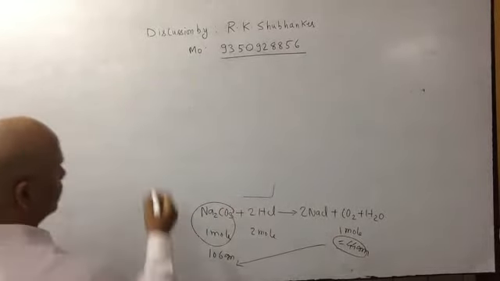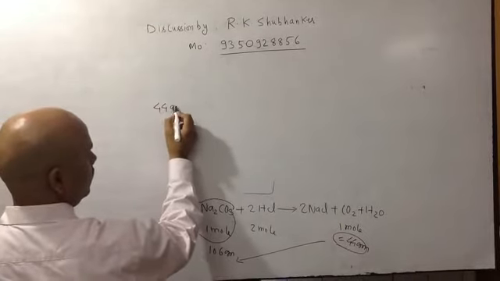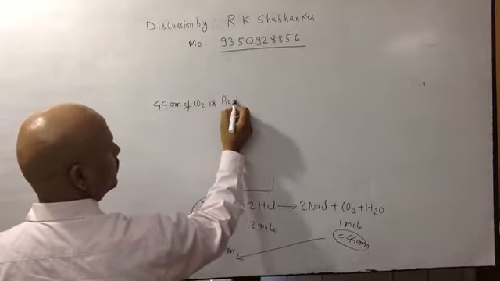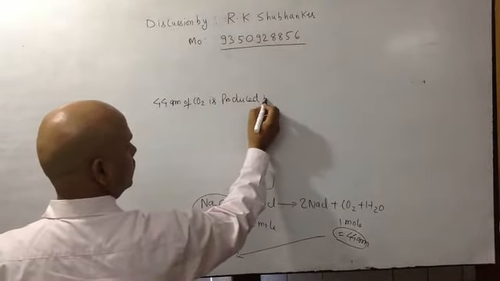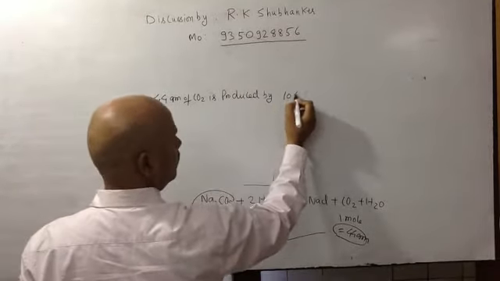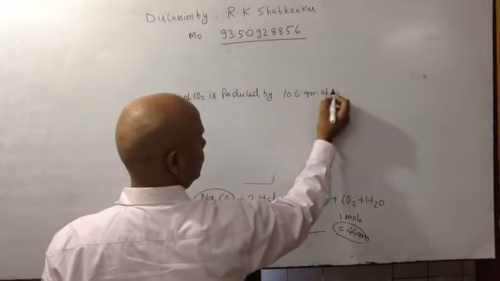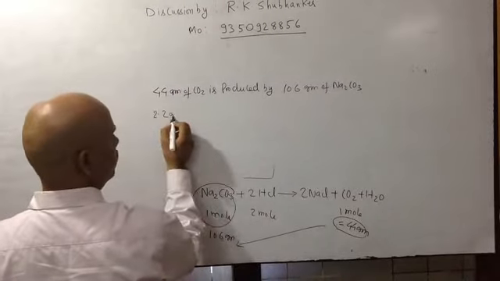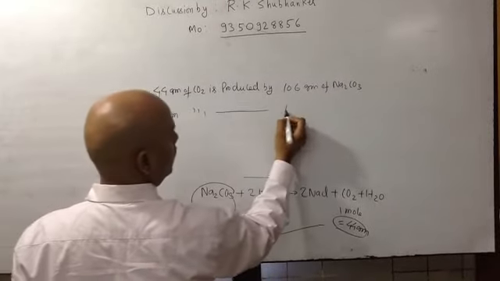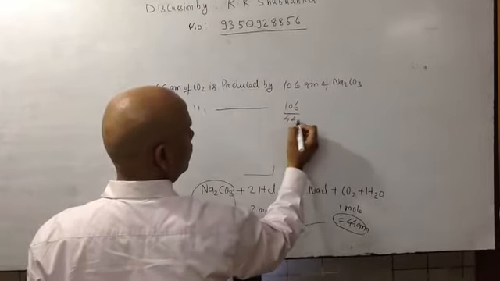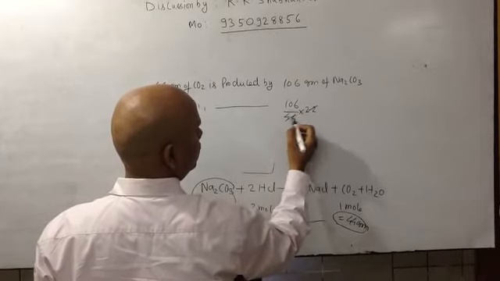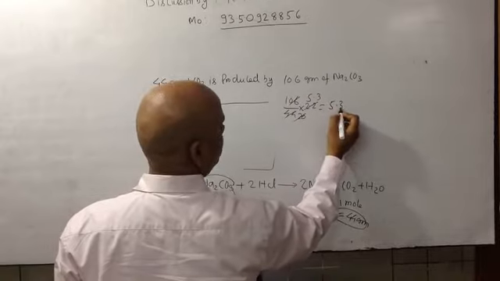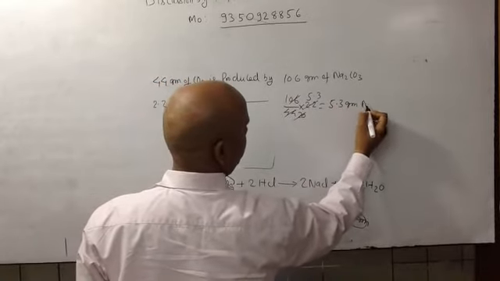Now, 44 gram of CO2 is produced by 106 gram of Na2CO3. Therefore 2.2 gram of CO2 will be produced by 106 upon 44 into 2.2, which is 5.3 gram of Na2CO3.